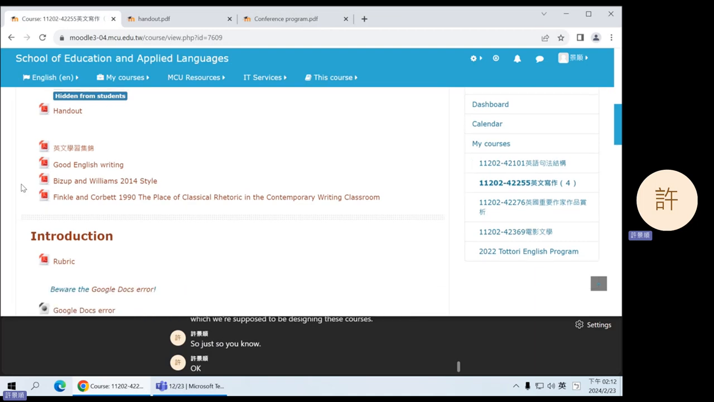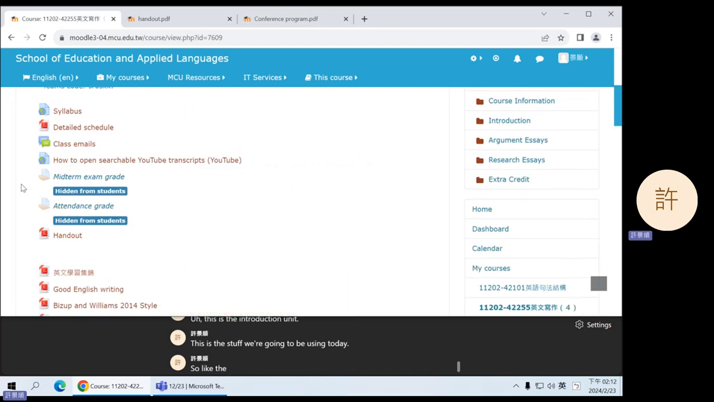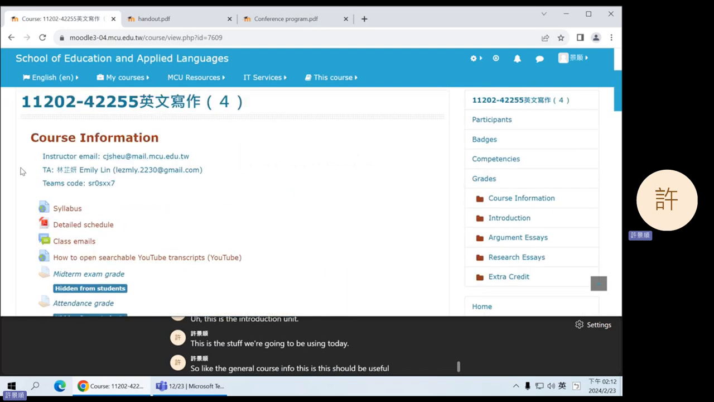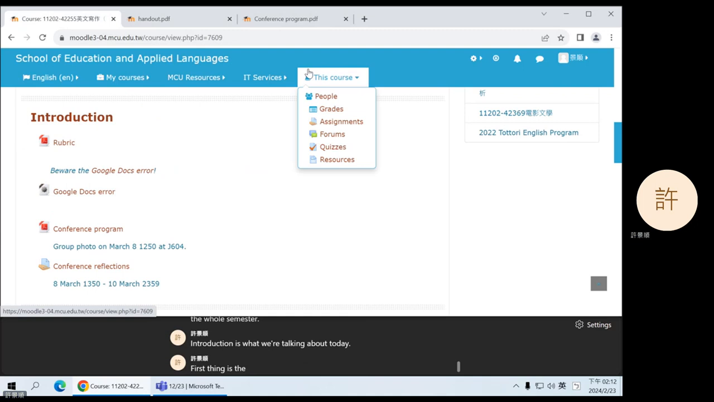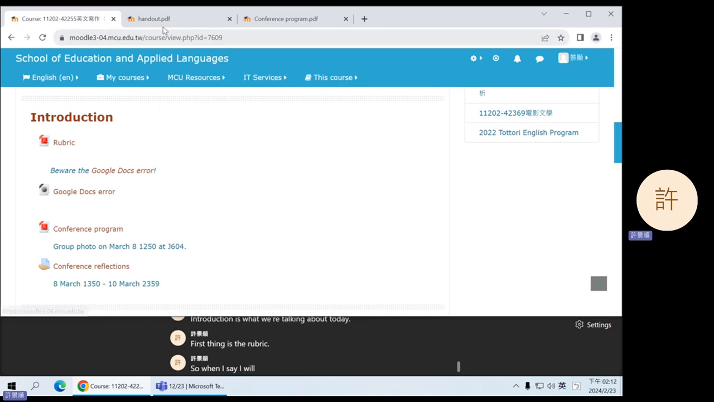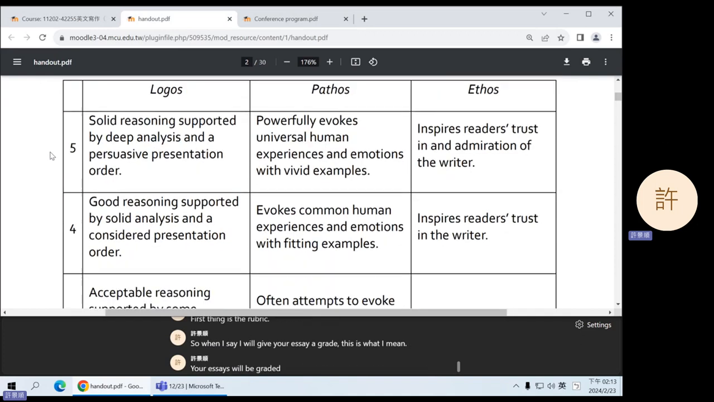Okay, this is the introduction unit. This is the stuff we're going to be using today. The general course info should be useful for you for the whole semester. Introduction is what we're talking about today. First thing is the rubric. When I say I will give your essay a grade, this is what I mean. Your essays will be graded according to these three dimensions. This is on page 2 of your handout. Can you please flip to page 2?